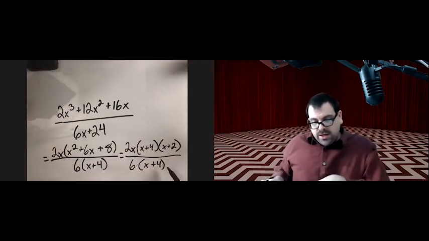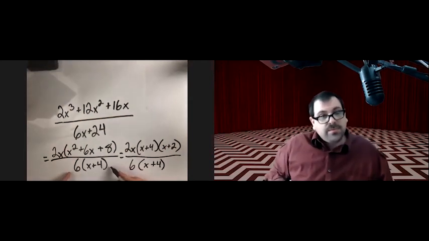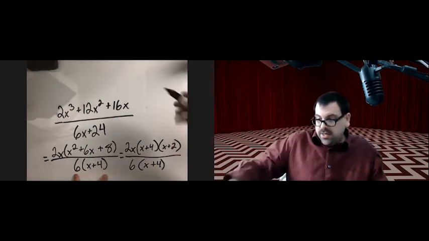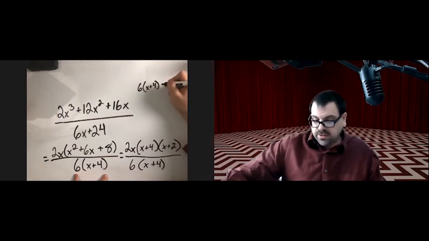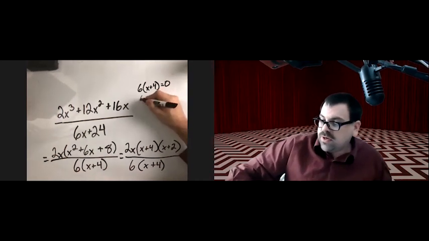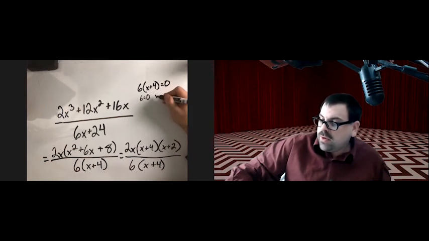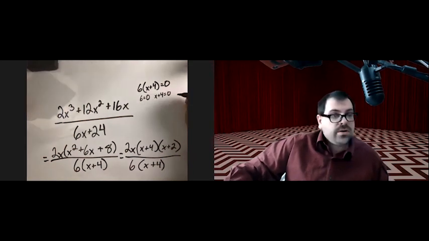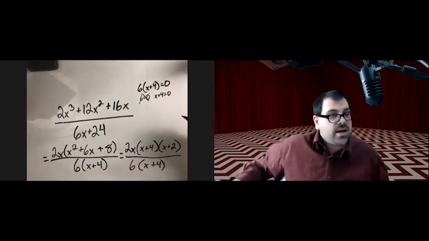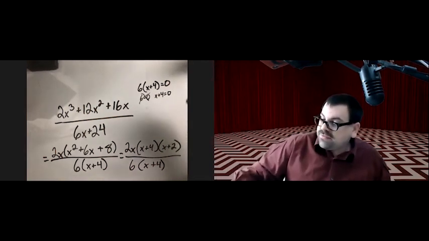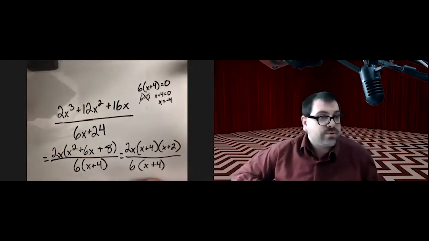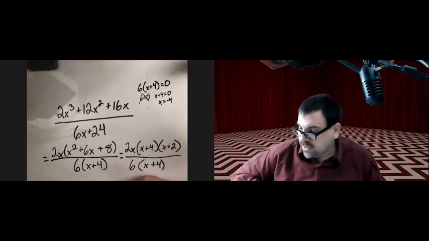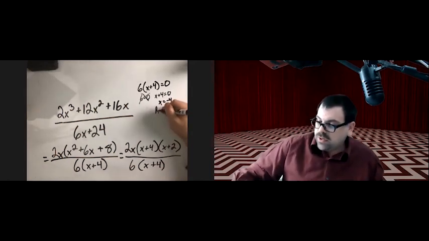So along the way here, we ended up factoring the bottom completely. We got 6 times x plus 4. And if we set that equal to 0, we get 6 equals 0. We get x plus 4 equals 0. 6 equals 0 is absolute nonsense. x plus 4 equals 0. We subtract 4 from both sides. We get x equals -4. So x equals -4 is our restricted value.